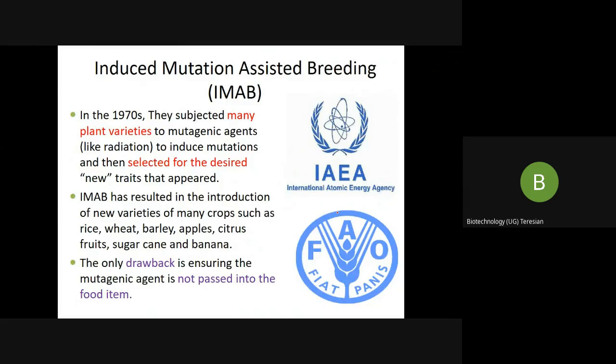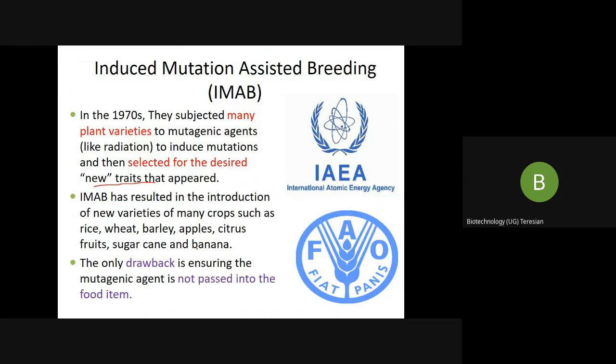In the year 1970, the International Atomic Energy Agency subjected many plant varieties to mutagenic agents to induce mutation, and then selected the desired new traits which appeared, which were favorable traits to propagate that plant. This induced mutation assisted breeding has resulted in the introduction of new varieties of many crops, particularly rice, wheat, and barley, which are commercially available in the market.